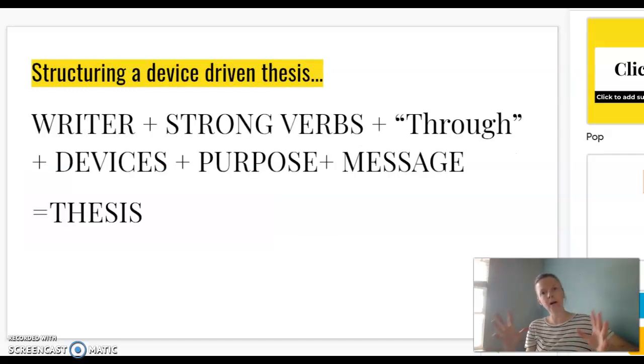So for people who like that technical idea, if you want to focus on a device-driven essay or device-driven thesis, you'll have your writer, then you'll plug in some strong verbs, then you'll probably use the word through, include the devices, the purpose and the message, and that will equal your thesis. So, refer back to the one on the other slide to get a good example of that.